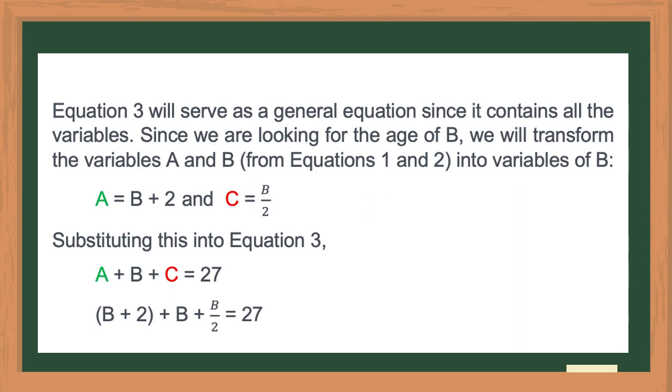Since we are looking for the age of B, we will transform the variables A and C from equations 1 and 2 into variables of B. Therefore, A is equal to B plus 2 and C is equal to B over 2. We will substitute this into equation 3. Equation 3 is A plus B plus C equal to 27. Therefore, it becomes B plus 2 plus B plus B over 2, which is equal to 27.